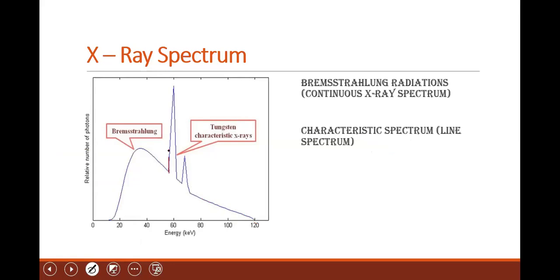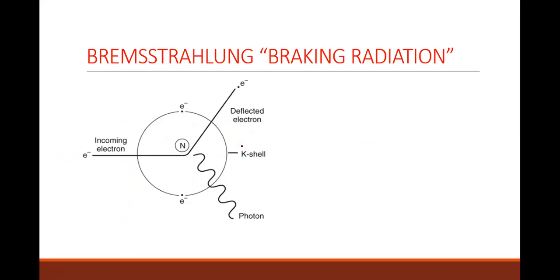the spike, or you can call it a peak, or some books call it a spike. These lines are called the characteristic spectrum, or sometimes the line spectrum. Now let us discuss in detail how the characteristic spectrum is obtained and what its properties are, and how the line spectrum is obtained. Okay.